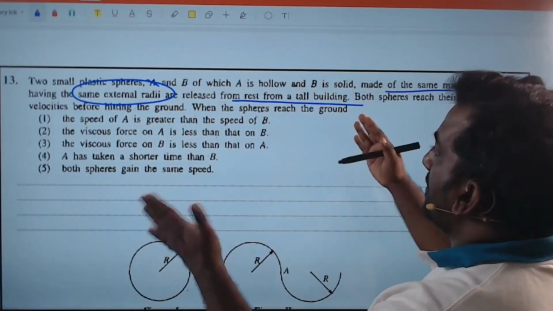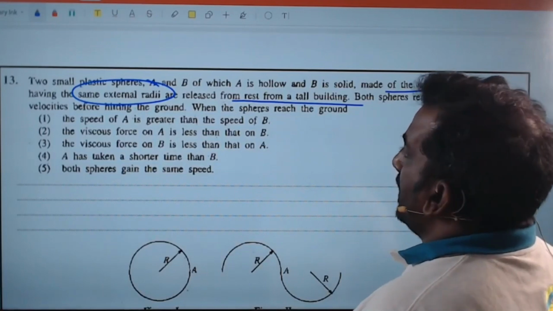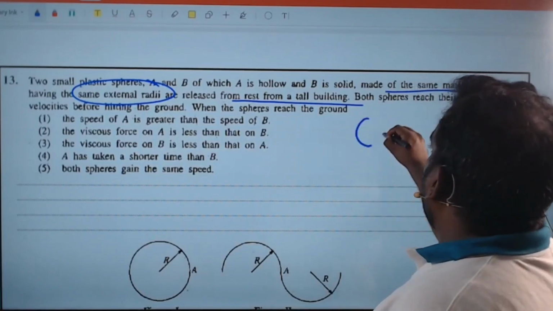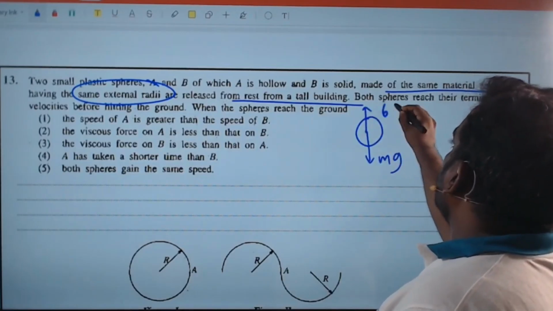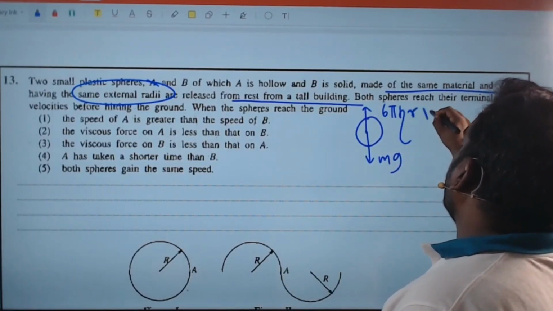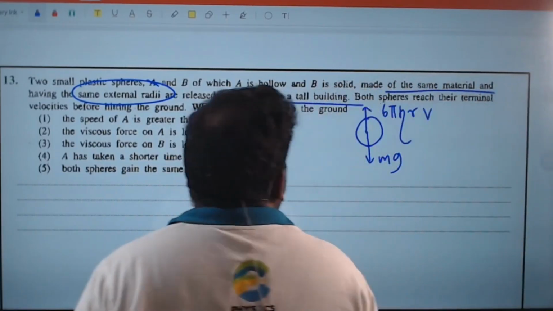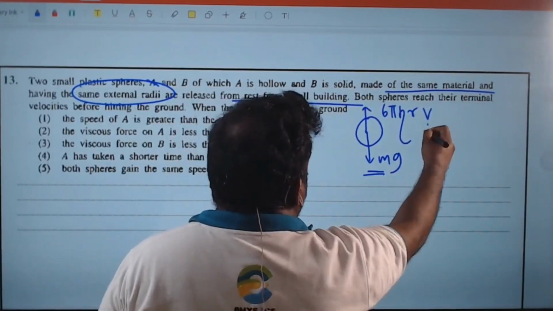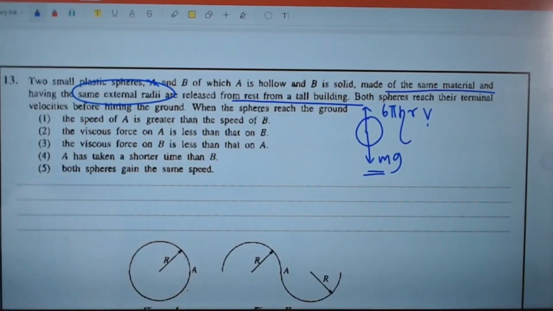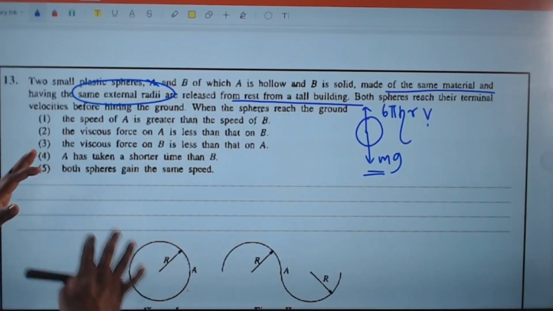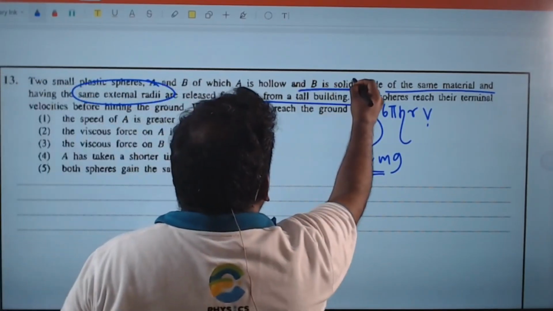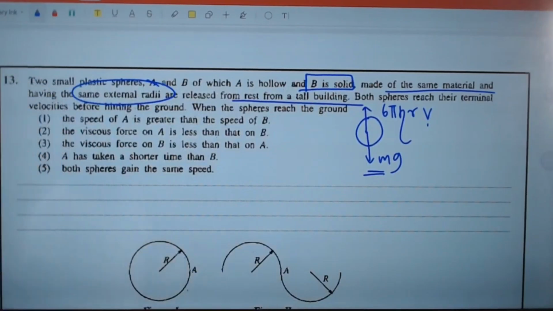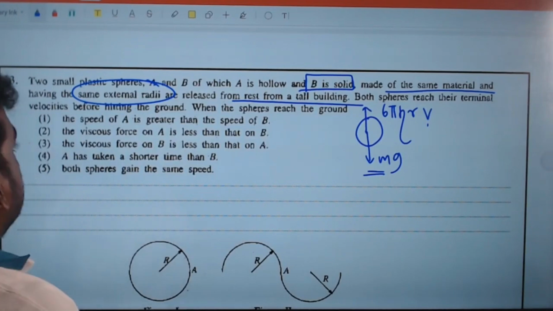So, which will have the bigger speed? Obvious, no? mg balances 6 pi eta rv. Greater the weight, greater the velocity. Who will have it? Both are made of the same material, one is hollow, one is solid, same radius. The solid one will have the greater weight.